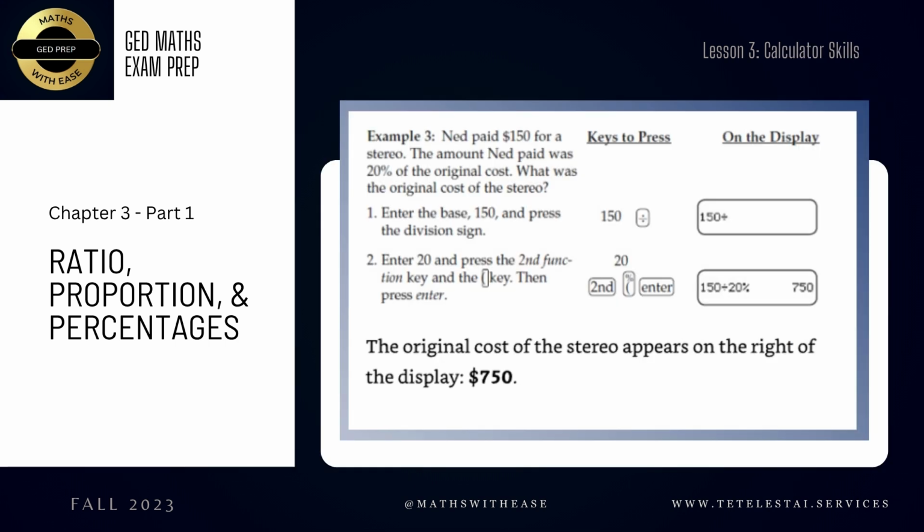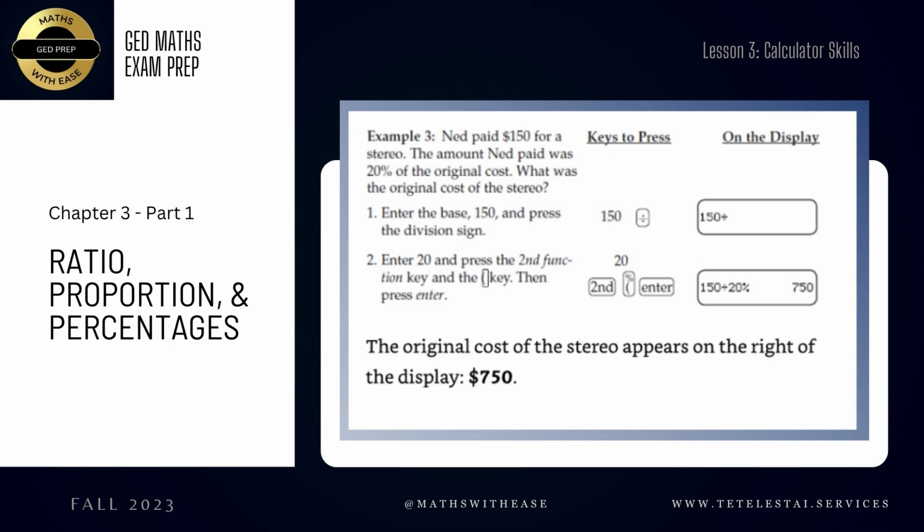So you're going to enter 150 and then press your division key. Then you enter 20, and then press the second function key, press the raised open parentheses key to take you to the percentage zone, which is right above the raised key. And then you press enter, and you know that your answer is 750, which appears on the right hand side here.